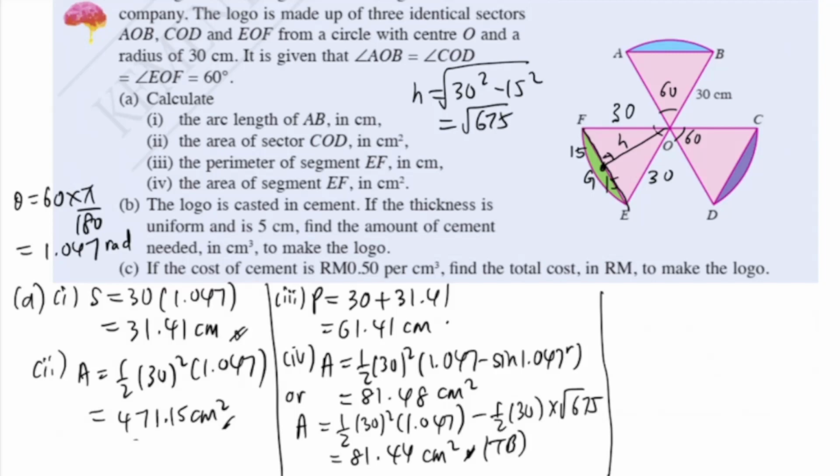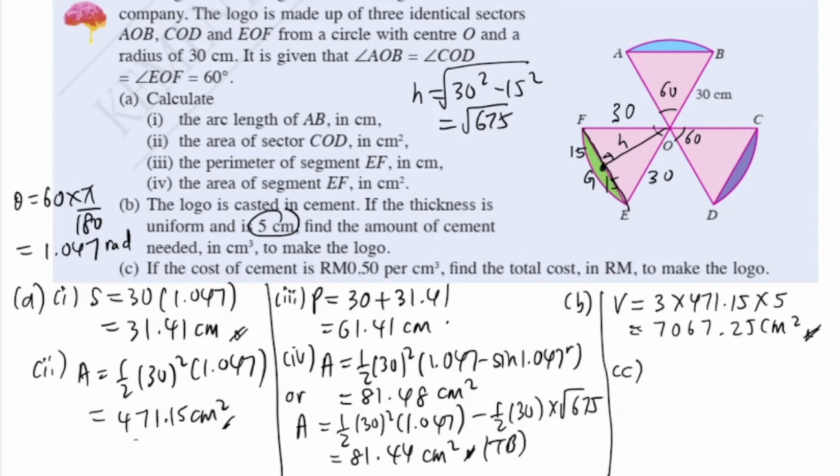I will take 3 times the cross section area, 471.15, multiplied with the depth of your logo, which is the thickness, 5. Now use your calculator. You should get 7067.25. And lastly, they say the cost of cement is 50 cents per cm cubed.